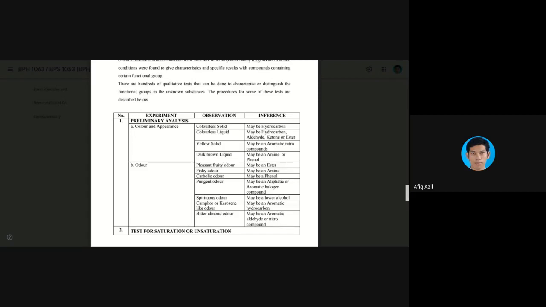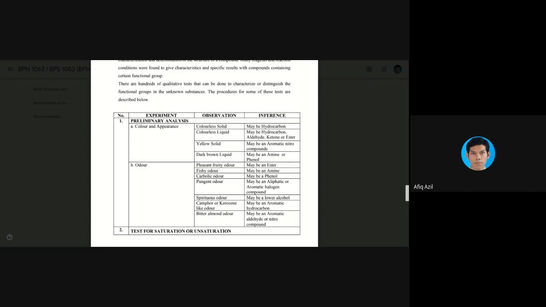And then in terms of smell, these are the general or generic smells for the whole homologous series or for the whole functional group series. Some might be slightly different, but overall, for example, for an ester, the smell that you would tend to get is this pleasant fruity odor. And for an amine, it will be a fishy odor.